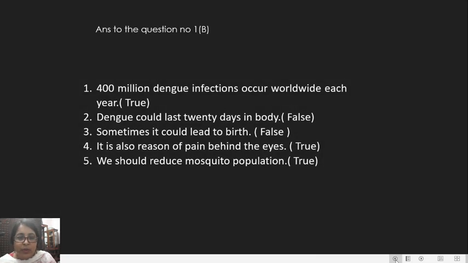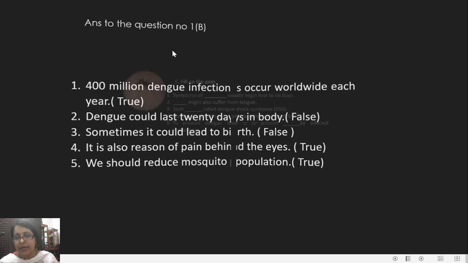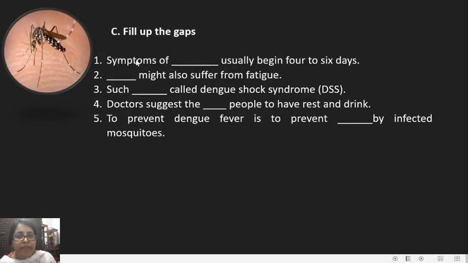So now it's okay. It is also the reason of pain behind the eyes. So you can write down here true. We should reduce mosquito population. This is also true. So now this is perfect. Okay, so you should write down the answer to question B, and in this way you should write down the answer. Okay. Fill up the gaps.